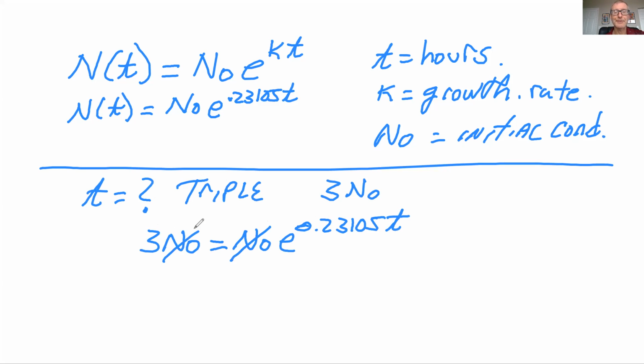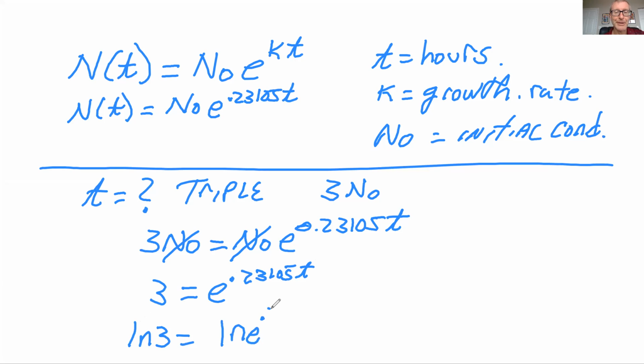So again, n0 cancels. And you could see we have, whoops, forgot my equal sign. 3 equals e to the 0.23105 times t. So I think you see the pattern, and you're going to do this quite a bit in this last section and now this one, where you take the log of both sides, so we could use the power rule.